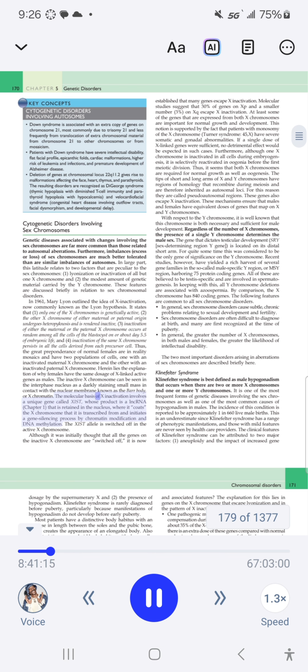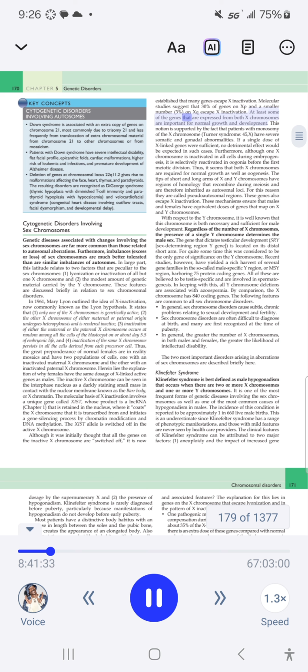The molecular basis of X inactivation involves a unique gene called XIST, whose product is a lncRNA that is retained in the nucleus, where it coats the X chromosome that it is transcribed from and initiates a gene silencing process by chromatin modification and DNA methylation. The XIST allele is switched off in the active X chromosome. Although it was initially thought that all the genes on the inactive X chromosome are switched off, it is now established that many genes escape X inactivation. Molecular studies suggest that 30% of genes on Xp and a smaller number, 3%, on Xq escape X inactivation.